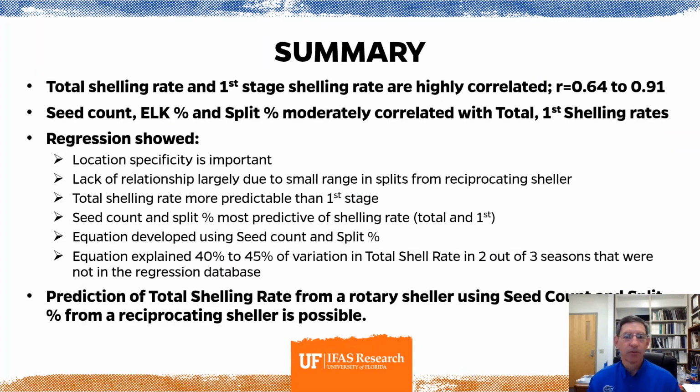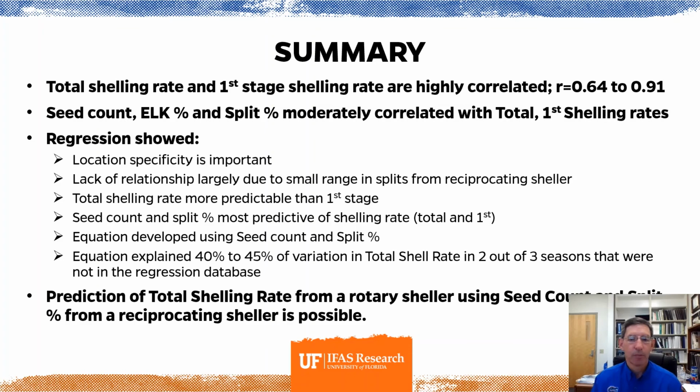So in summary, total shelling rate and first stage shelling rate are highly correlated, from about 0.64 to 0.91. The seed count, ELK percentage, and split percentage were moderately correlated with first stage shelling rates. So we used those in a regression, and it showed that location specificity is important, that there's a lack of relationship largely due to the small range in splits generated from reciprocating shellers in some locations in some years.